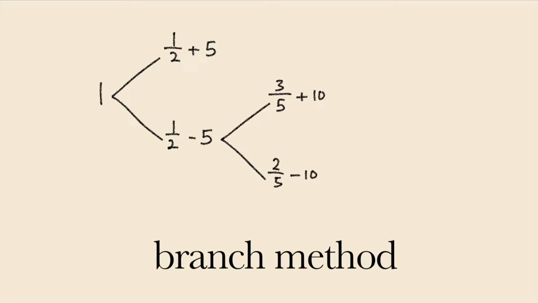Next, let's say 3/5 goes to another person with an actual 10. The other branch will be 2/5 minus 10. Next, suppose one branch is 1/7 minus 4. The other branch has to be 6/7 plus 4 to continue forming one whole with the two branches. And that's it. This is basically branch method B.